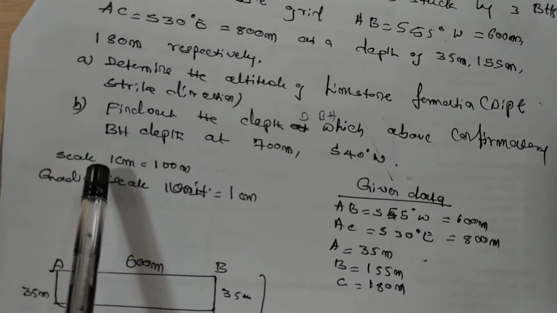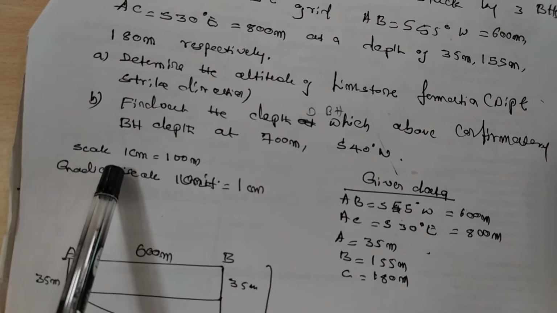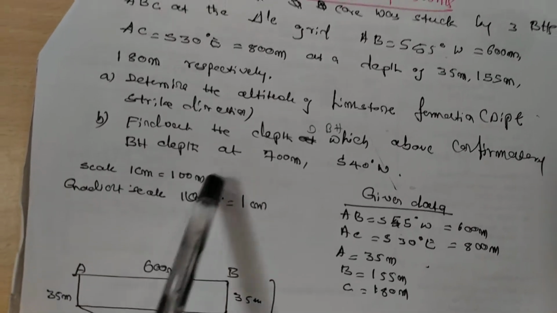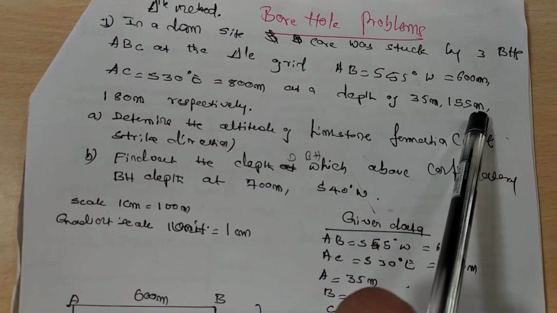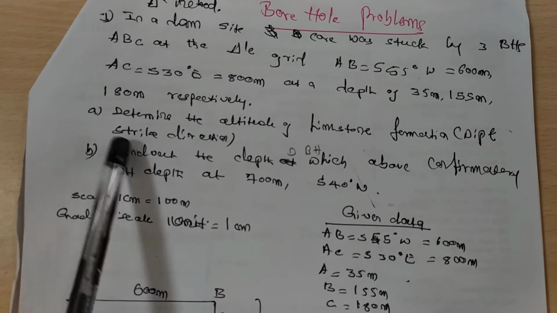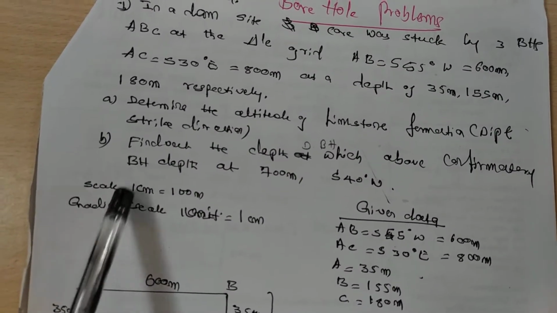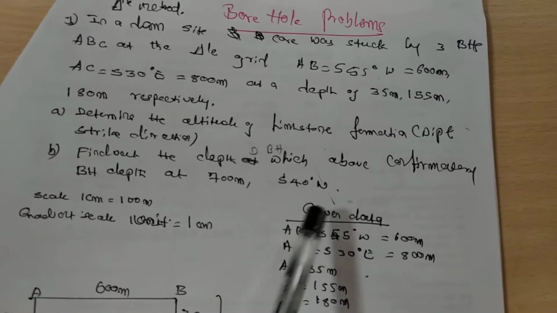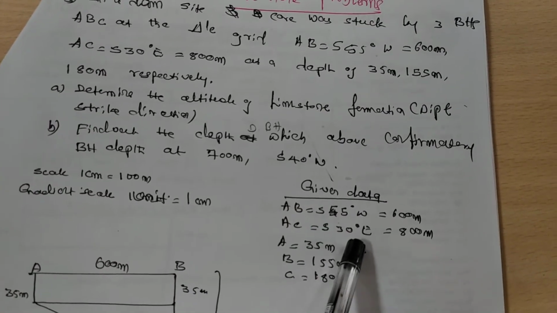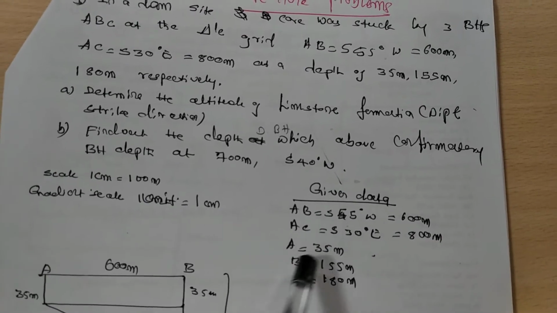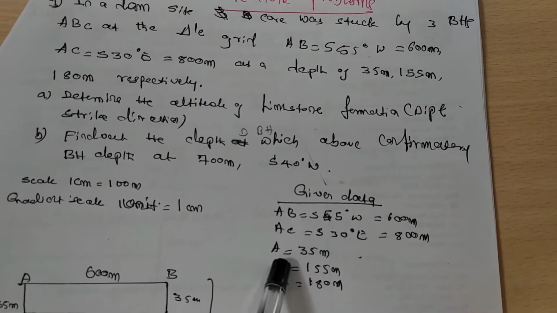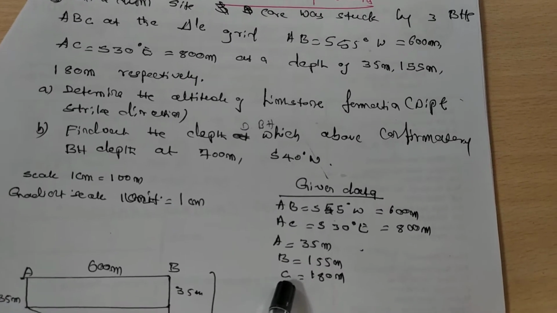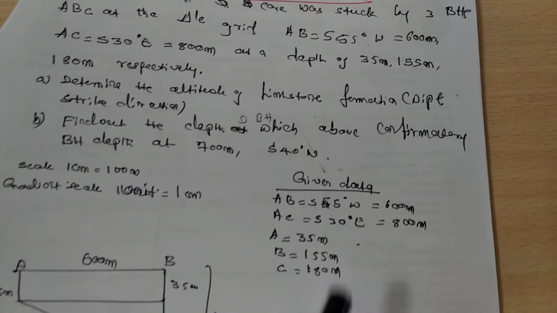Now let's come to the scale. We need to convert the scale to 1 centimeter equal to 100 meters, because we have 600 meters, 155 meters, and 180 meters. That's too long and very difficult to draw. The given data is AB equal to south 55 degree west, equal to 600 meters, and AC equal to south 30 degree east, equal to 800 meters. A borehole is 35 meters, B borehole is 155, and C borehole is 180 meters.